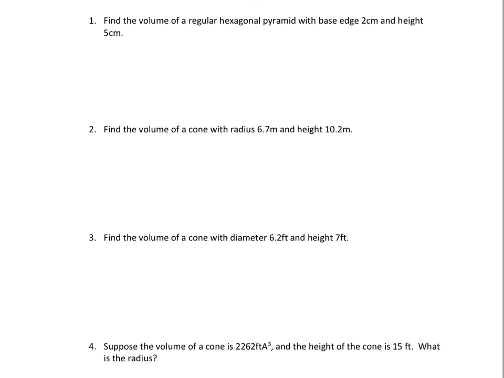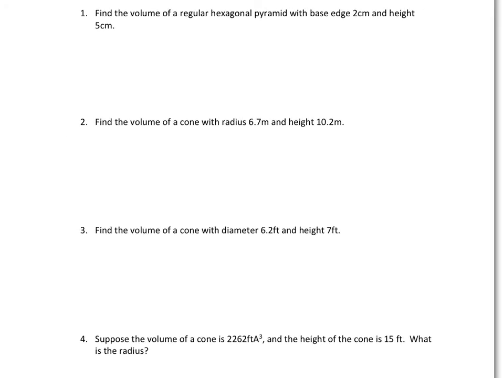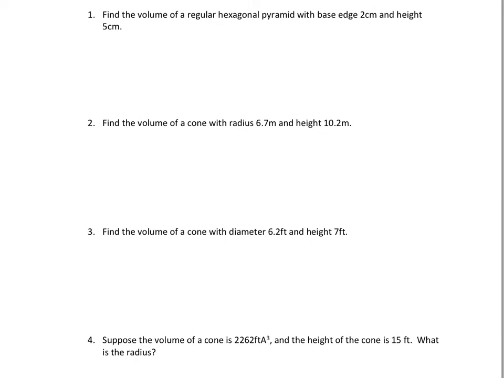So this first one's a little bit difficult because I'm going to give you a hexagonal pyramid. So that means that the base is a hexagon. It looks like that, something like that. Pyramid-ish. Base edge is 2, and the height of the whole thing is 5. So what we have to do is find the volume. So V equals 1/3 BH.